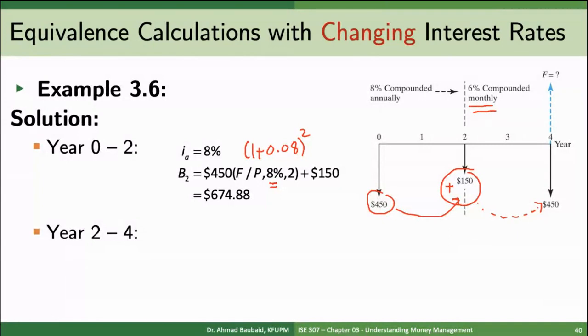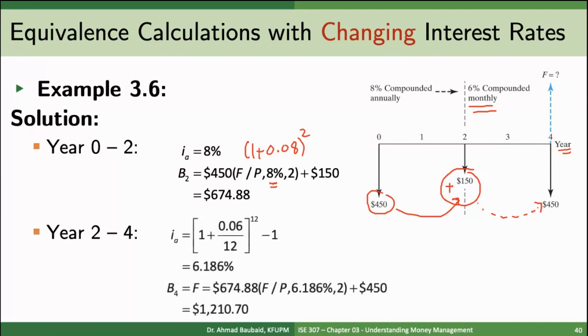Now the interest is compounded monthly. It's not the same as the yearly payments that I have. And so in this case, I need to actually find I sub A. And the way I do it is by applying the formula. And so let's see really quick what the formula says. The formula says I divide by CK, right? I divide the nominal. The nominal is 6%.